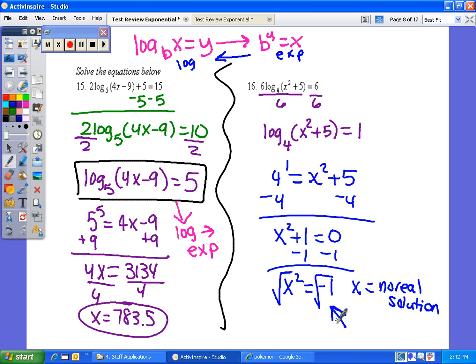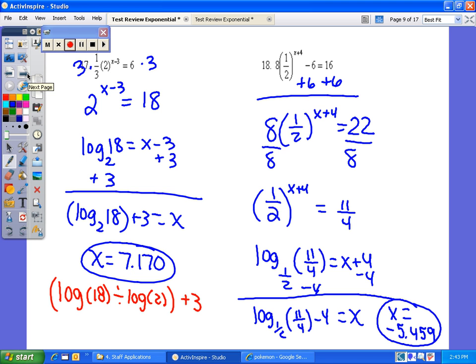This is not a real solution, and everything we've been working on for these two units is based on real values. So don't put x equals plus or minus i, because we're not working with imaginary numbers right now. Just leave it as no real solution. But I don't know if we'll have that question tomorrow.